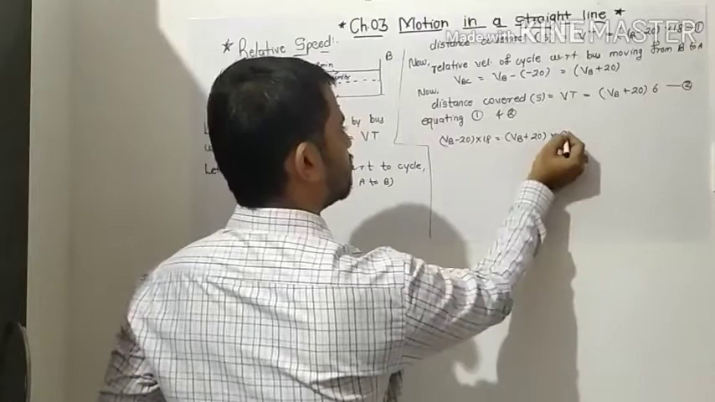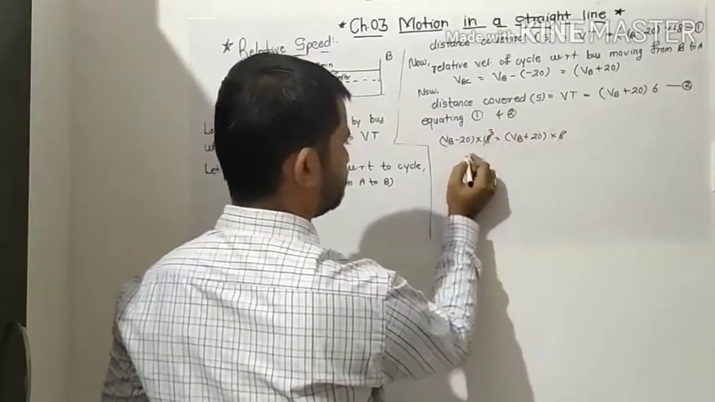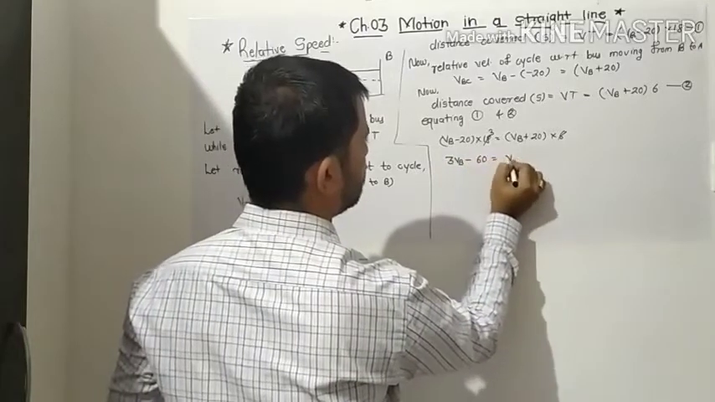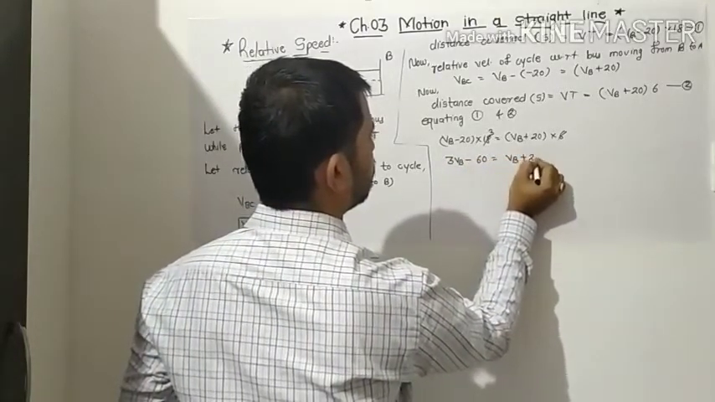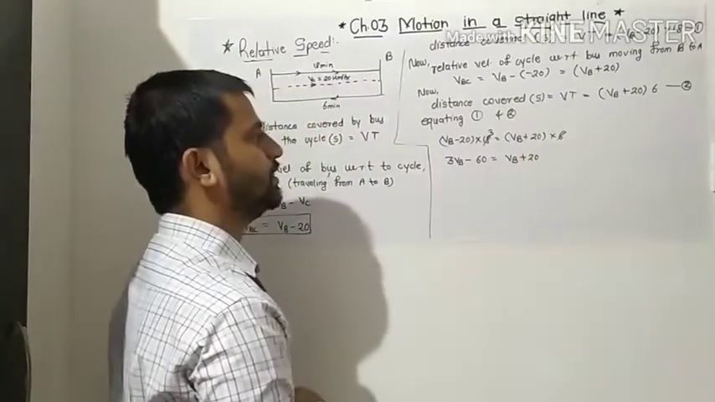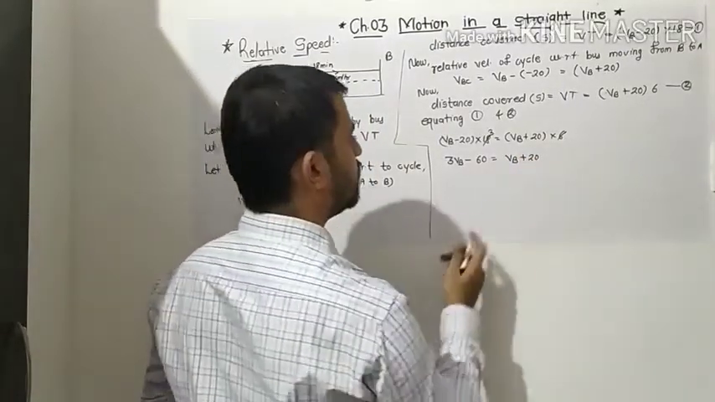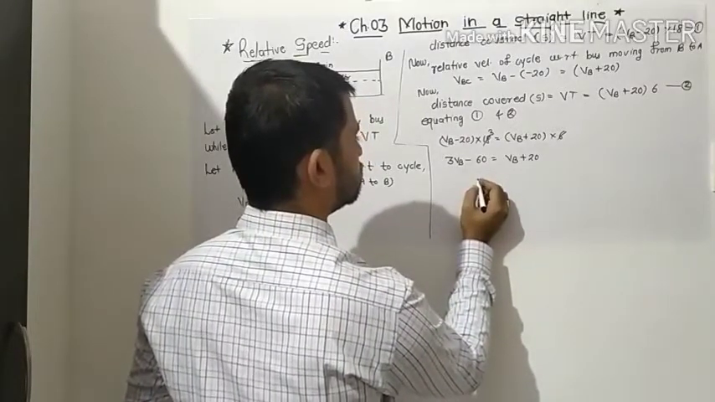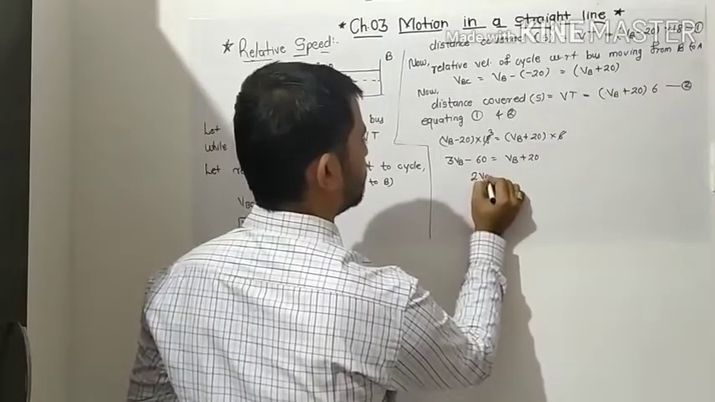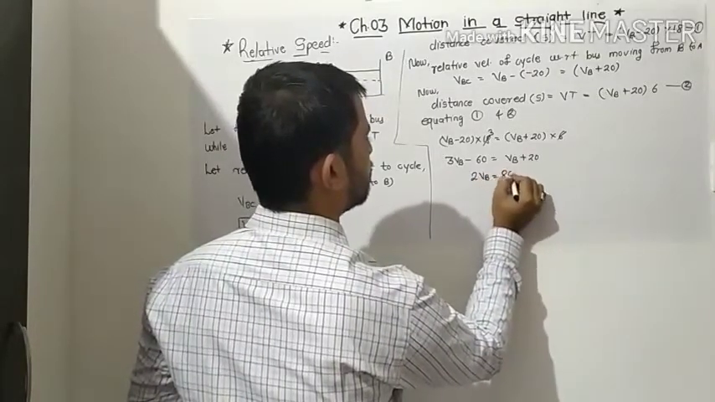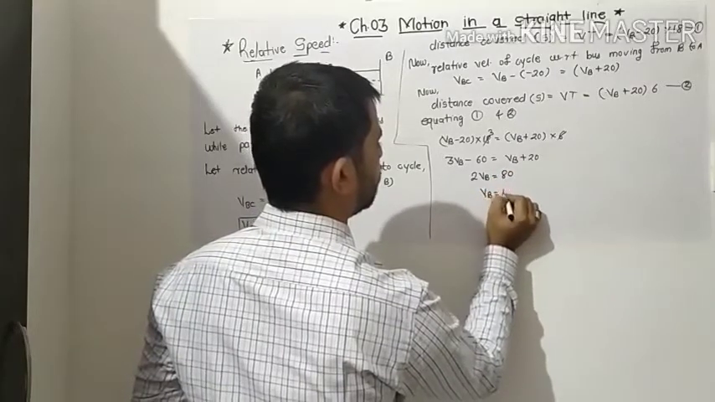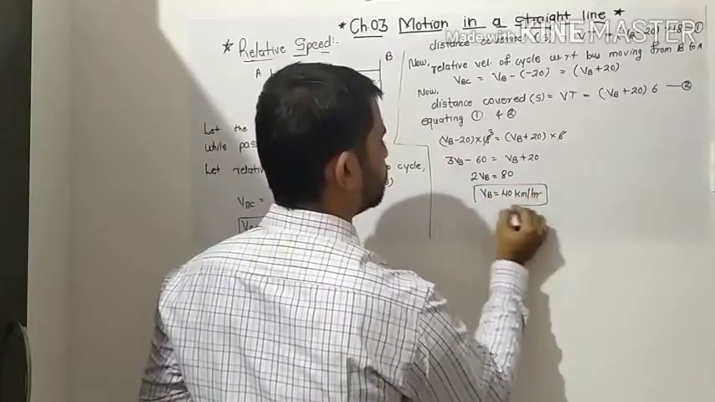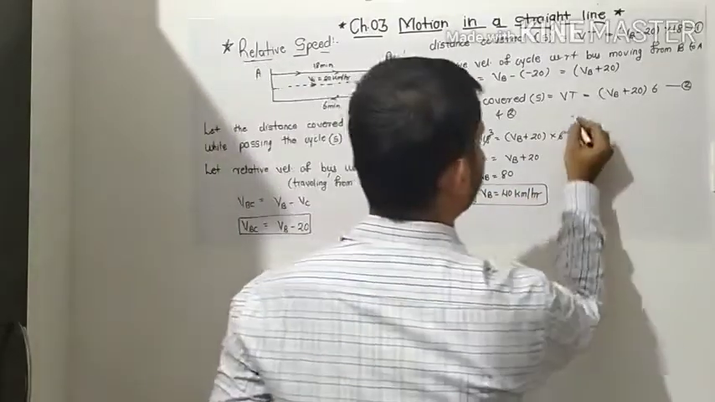Okay, so I call this 3. So now thrice VB minus 60 is equal to VB plus 20. Okay, thrice VB is equal to VB plus 20... So now from this we will get twice VB equal to 80. So VB equal to 40. Okay, VB equal to 40 km per hour. So what is the velocity of bus? It is VB equal to 40 km per hour.